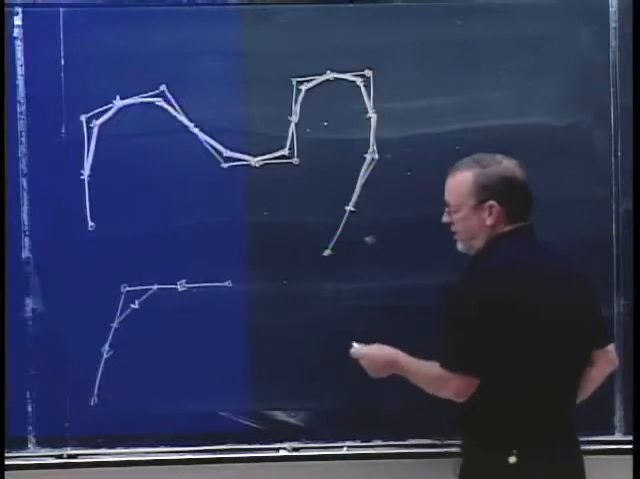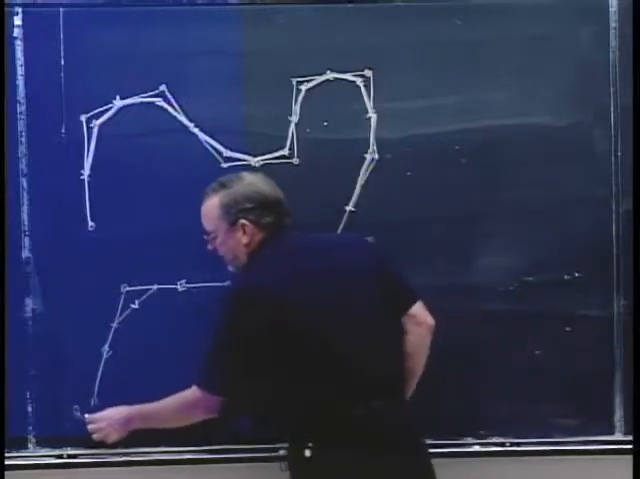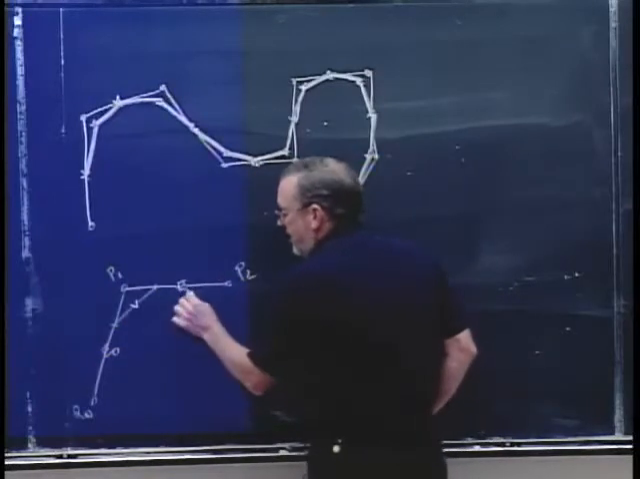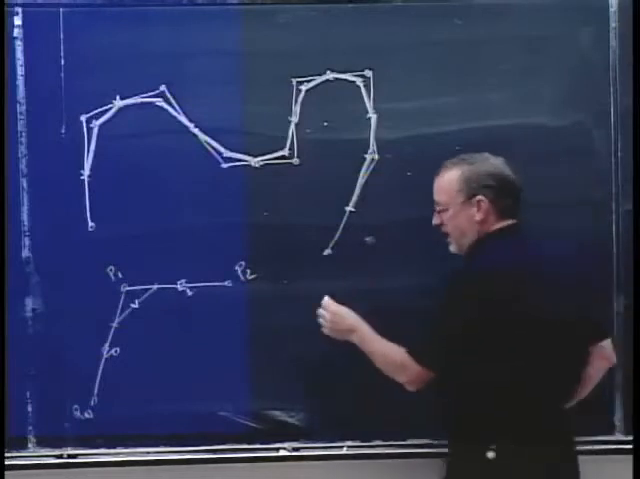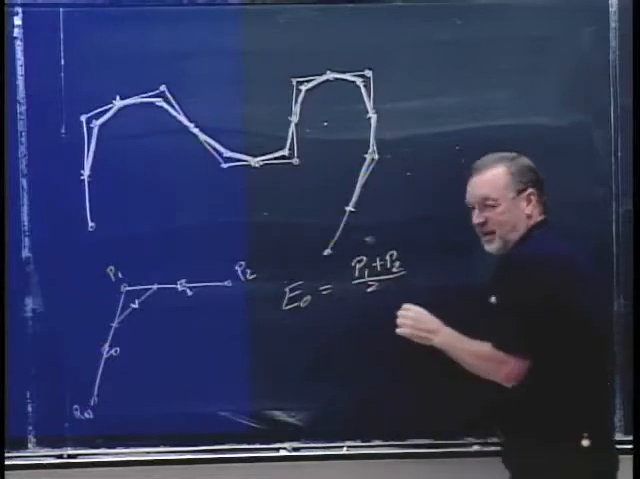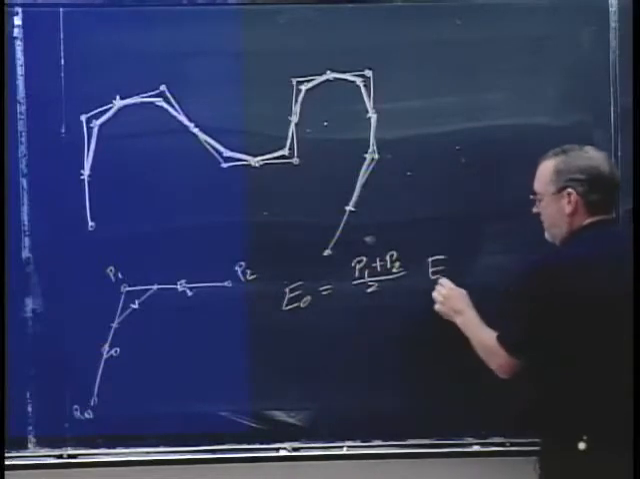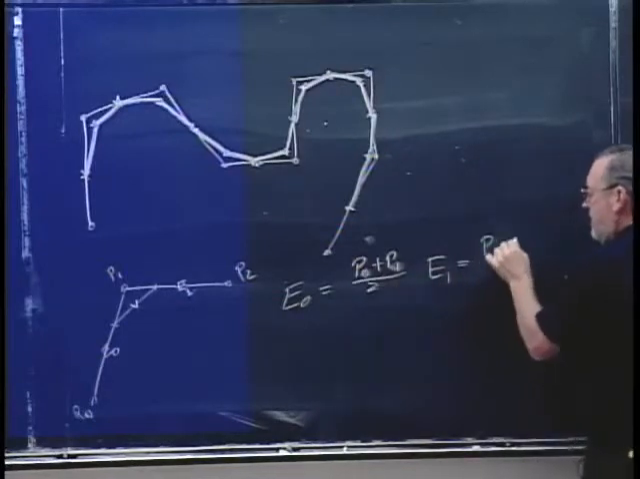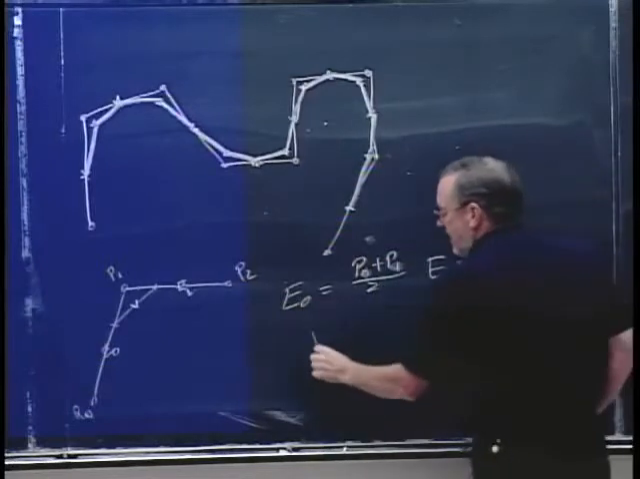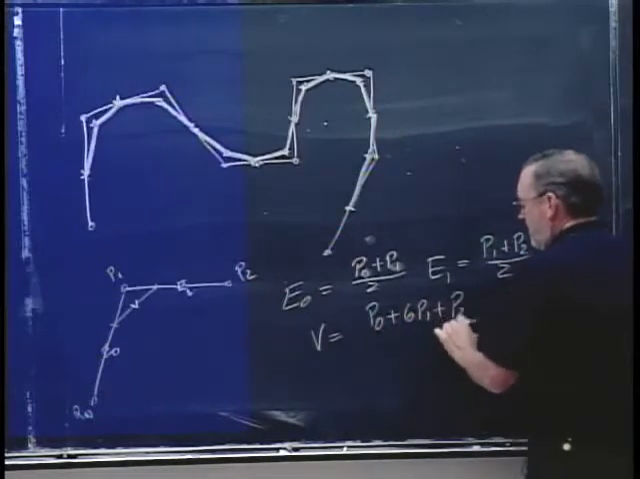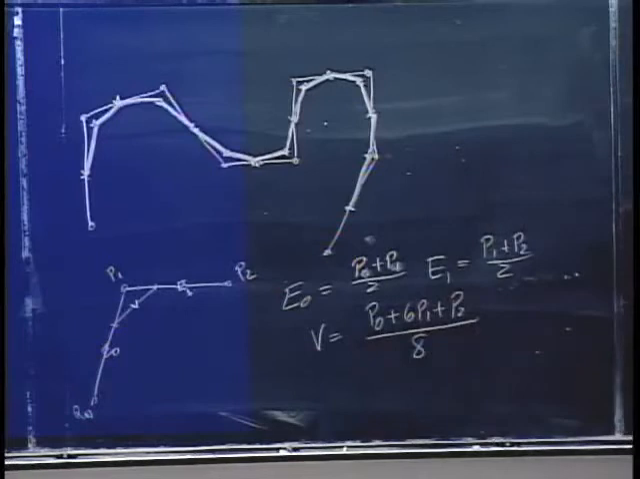And it turns out that if you have these points here, P0, P1 and P2, and here's E0 and E1, two edge points. Then E0 is equal to P0 plus P1 over 2, the midpoint. E1 is P1 plus P2 over 2. And the vertex here is equal to P0 plus 6P1 plus P2 all over 8.